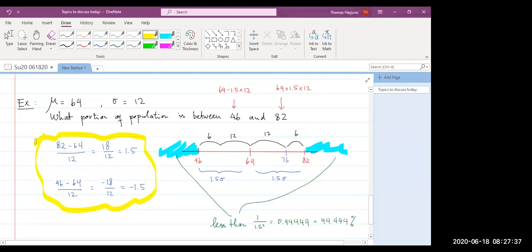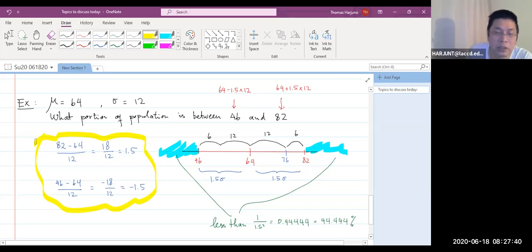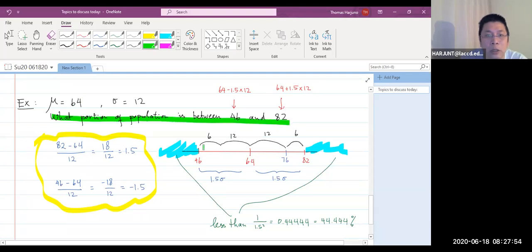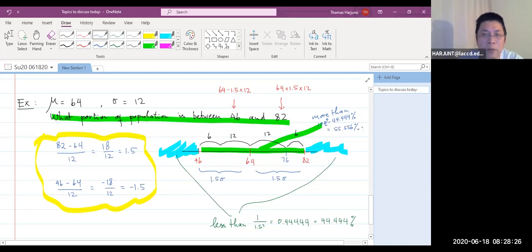To see how many standard deviations this 82 is above the mean, and how many standard deviations that 46 is below the mean. Now, what portion of the population is in between? The answer will be more than 100% minus 44.444%, which is 55.556%. More than 55.6%.